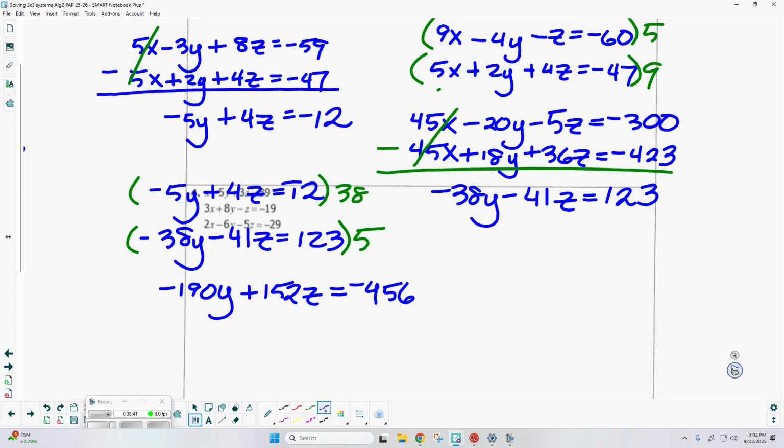Okay. All right. And then we already know that 5 and a negative 38 will give me a negative 190y. Let's see, 41 times 5. We're looking at a negative 205z is equal to 3 times 5. What am I looking at? 615. Okay. Questions?